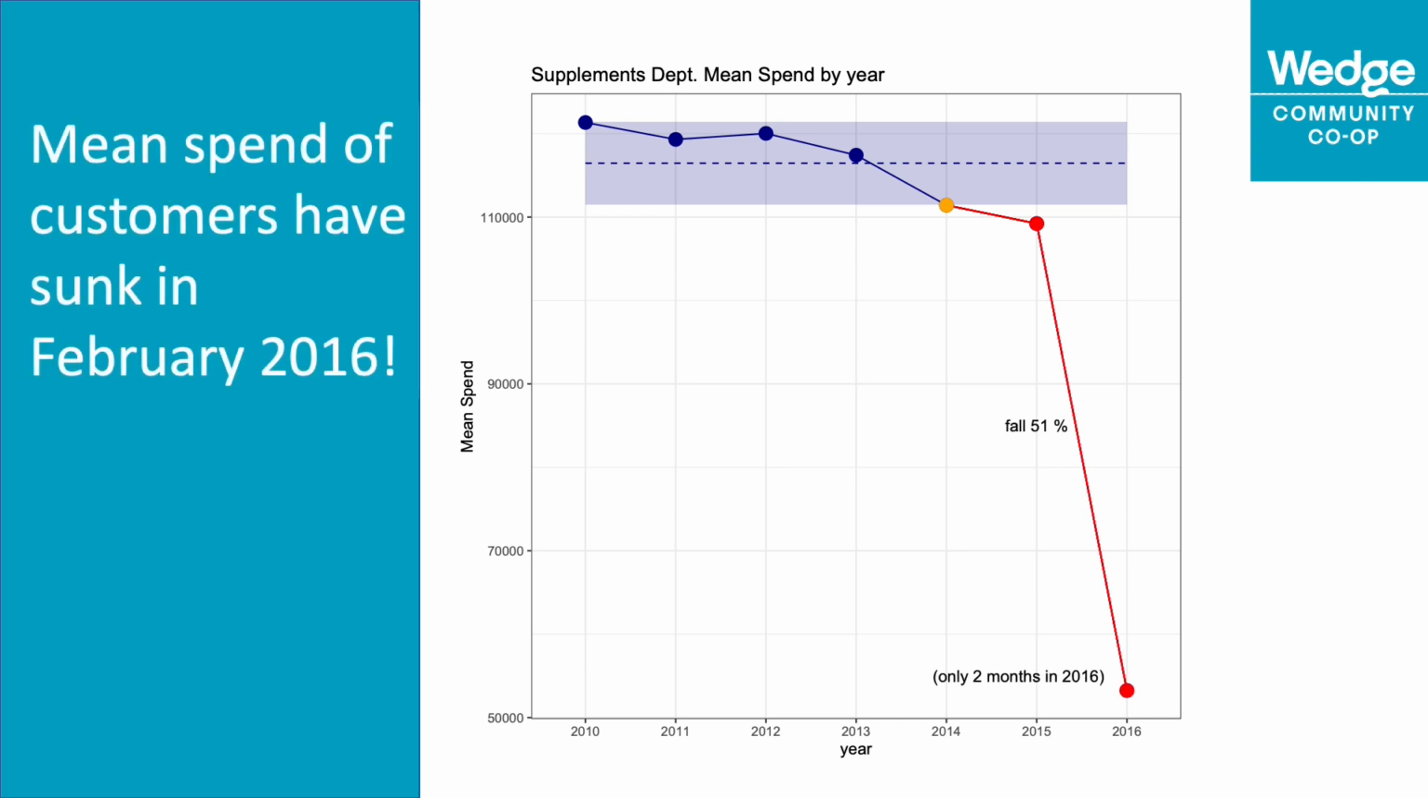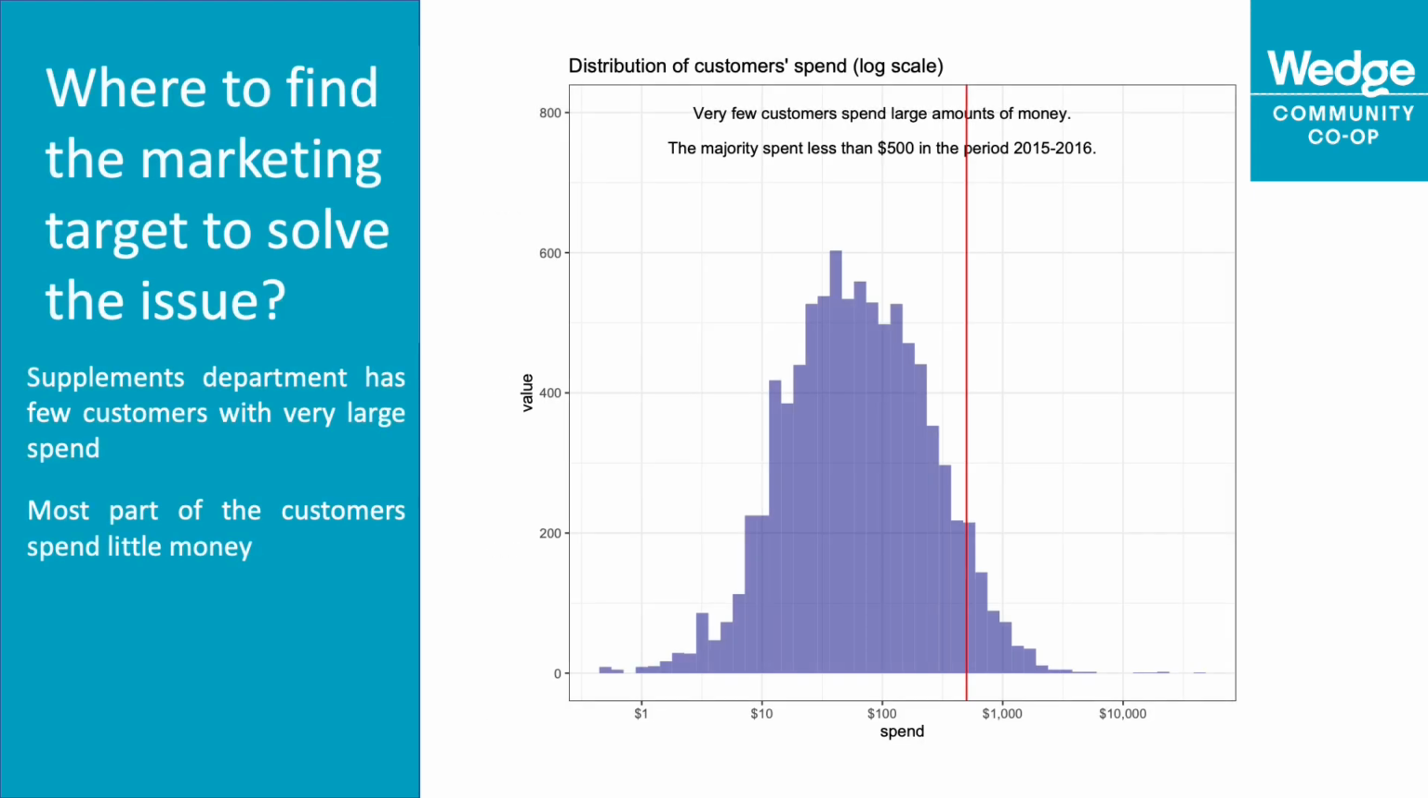2016 experienced a fall of 51% from the values of 2015. In this case, we have only 2 months, January and February, so the mean is calculated over 2 months only. So the problem is that the customers of the supplements department have been dropping off their spend during those years. Hence, it is necessary to take some marketing actions immediately to recover from that issue.